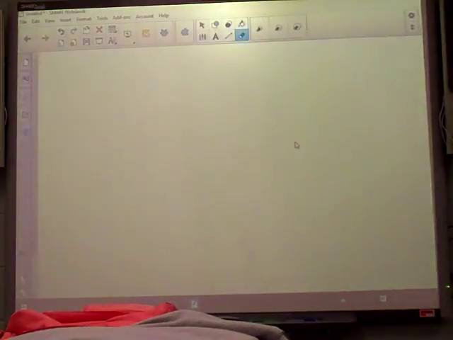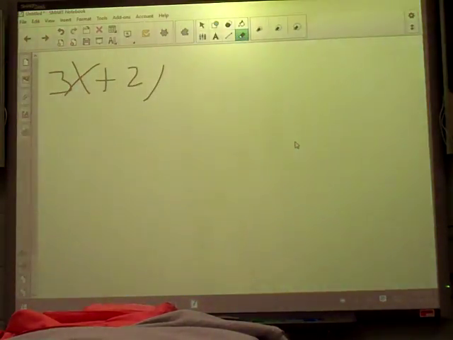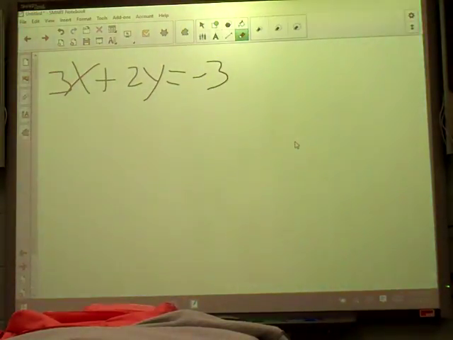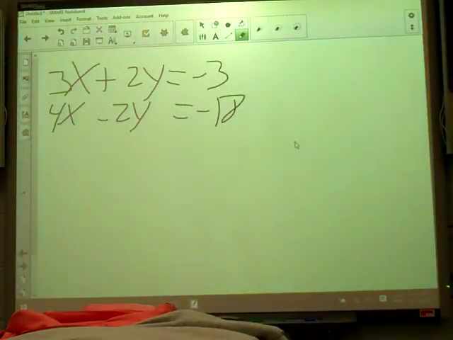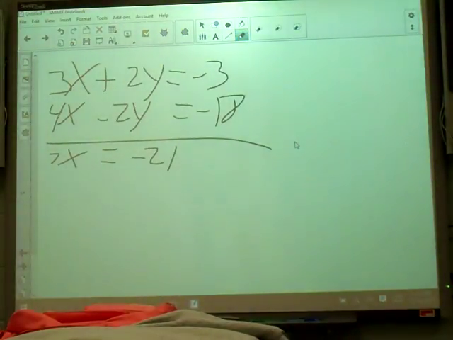Alright, I'm looking at number 10 and I'm thinking I'm going to eliminate my y's. The top one already has a 2y, so I'm just going to rewrite it like it is. 3x plus 2y equals negative 3. The bottom one has a negative 1y, so I'm going to multiply everything in the second equation by 2. That would make that be a 4x minus 2y equals negative 18. Now I'm going to add those to eliminate the y's. So 3x and 4x is 7x. 2y and negative 2y is nothing. He gone. Negative 3 and negative 18 is negative 21.